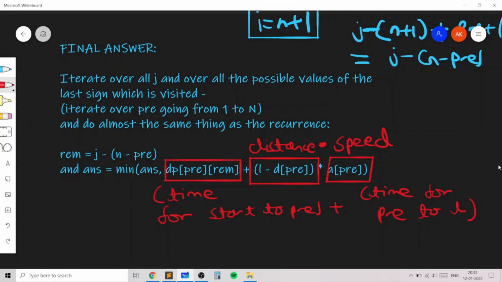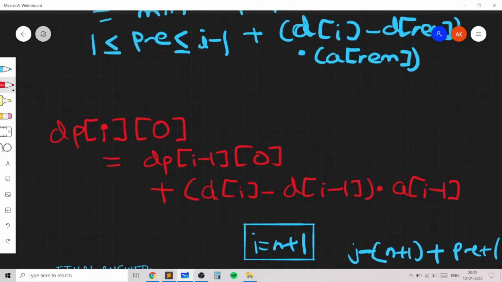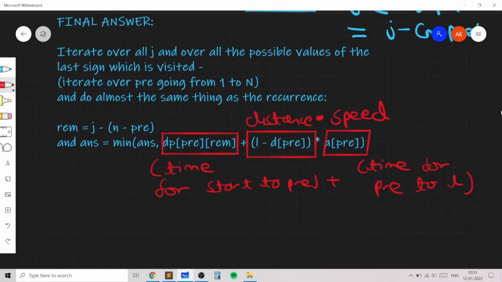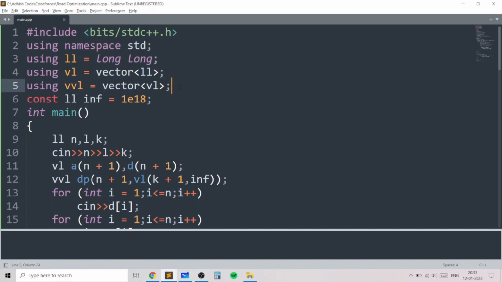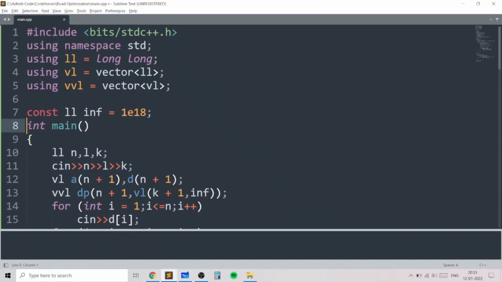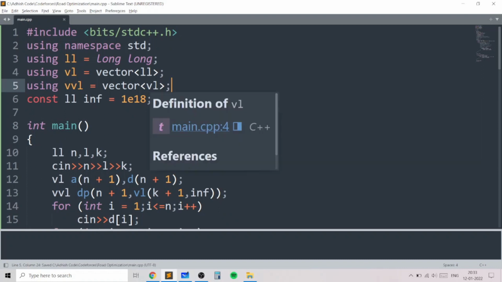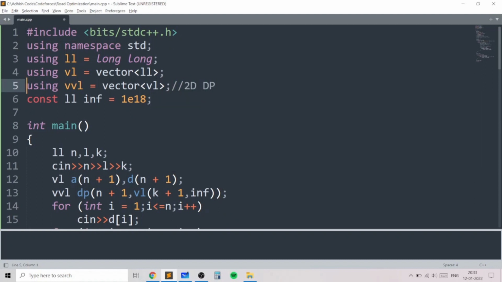And now I'll show you the code, which is almost exactly the same thing, and you should try to code this out on your own. Focus on the values i going from 1 to n, j going from 1 to k, and pre going from 1 to i minus 1. So think about that as you write the recurrence. And now I'll show you the code. In the code, I use LL for long, VL for vector of long, and VVL for vector of vector of long, because we use 2D DP, and we have a constant infinity of 10 to the power of 18, because that's the default value for the DP values in the beginning.